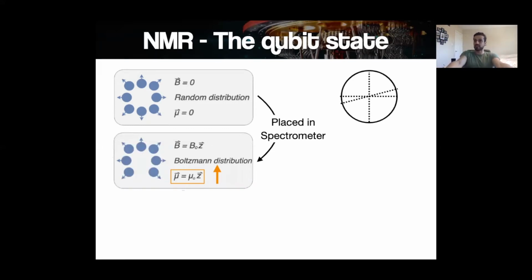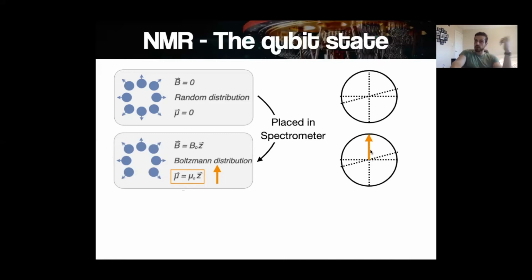What happens though is I drop this sample into the spectrometer, and now there's this overall really strong magnetic field. The magnets are not all necessarily going to align with it, but there's going to be a slight energy preference to being aligned with it. So it looks like here, like one of the nuclei just disappeared. This is just my way of showing that of the many, many nuclei, now they're mostly, on average, aligned with the magnetic field of the spectrometer. So you have this magnetic moment pointing along the z-axis. So now you have your qubit.